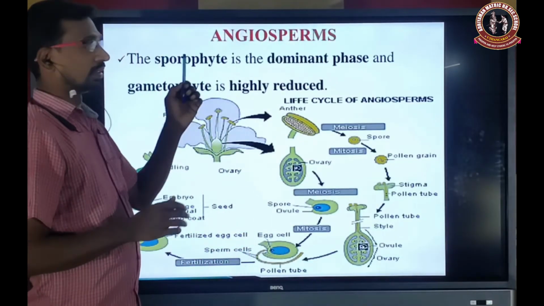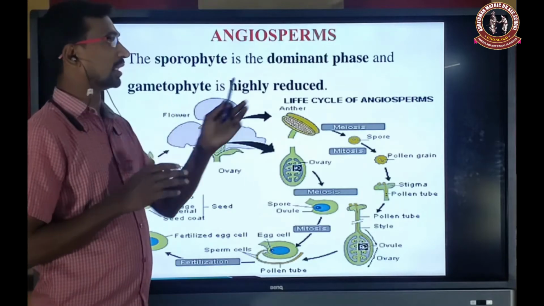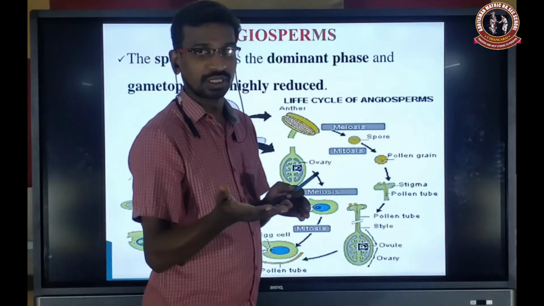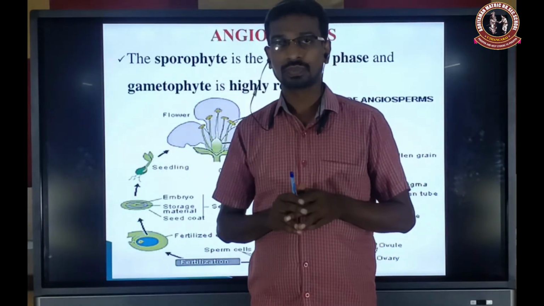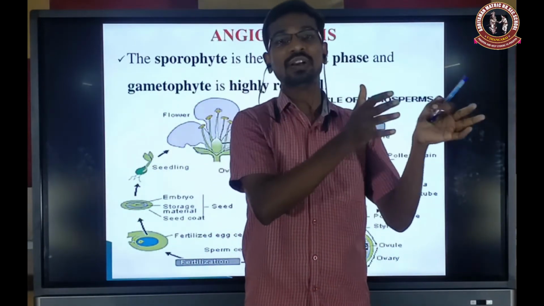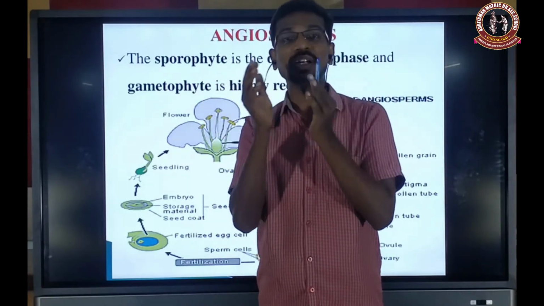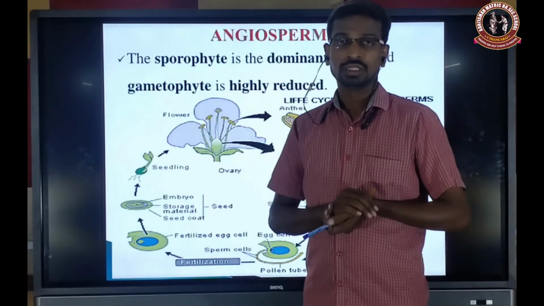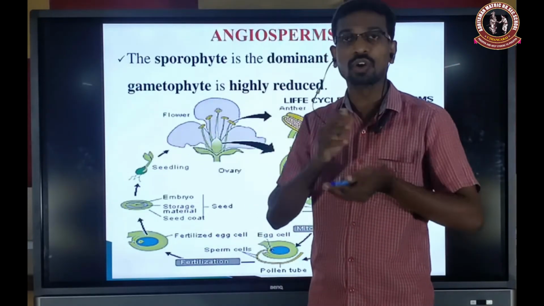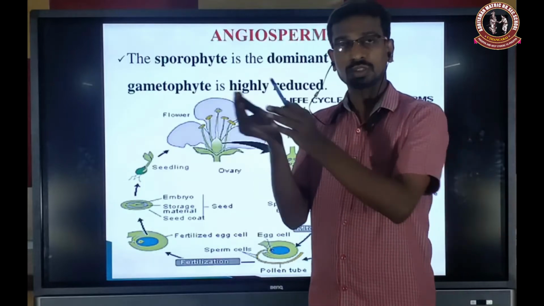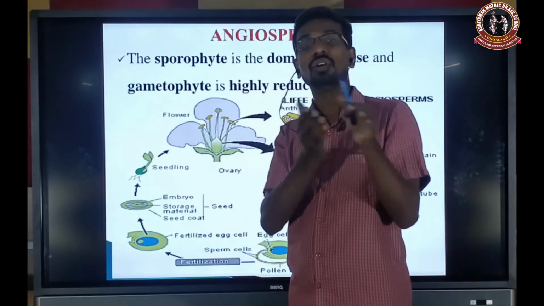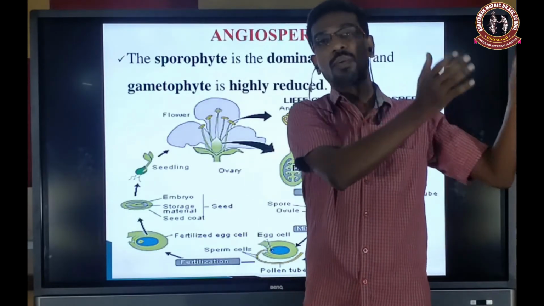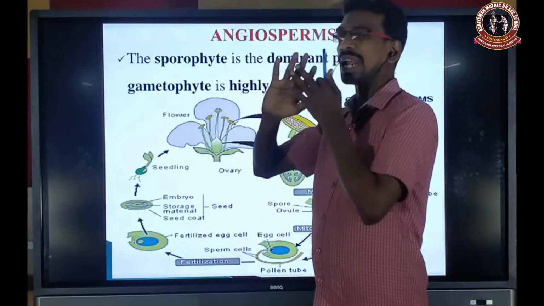The sporophyte, that is the plant body, is the dominant phase. The plant body is a sporophyte, that means the diploid condition. We already know that the dominant sporophytic phase originated from the pteridophytes. The pteridophytic plant body is a sporophyte, but in bryophytes the plant body is a gametophyte. So the dominant sporophytic phase started from pteridophytes and slowly became highly dominant in angiosperms.